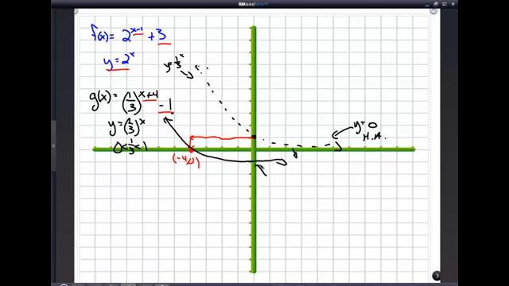This is, what do we write? G of x equals 1/3 to the x plus 4, minus 1. Sorry, guys, I'm in my own way.